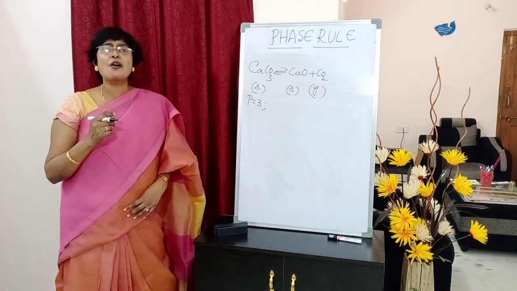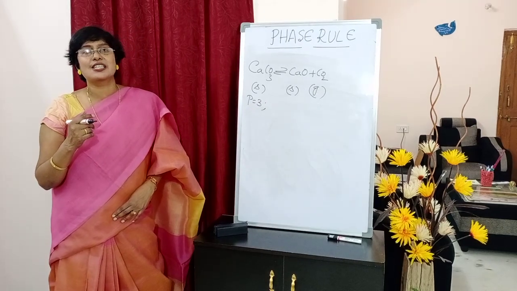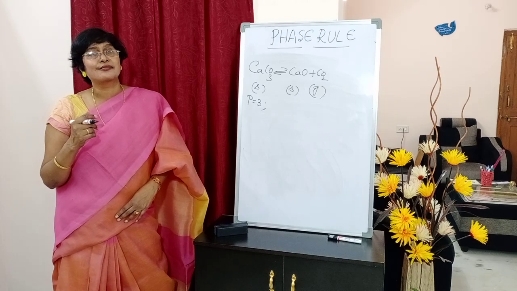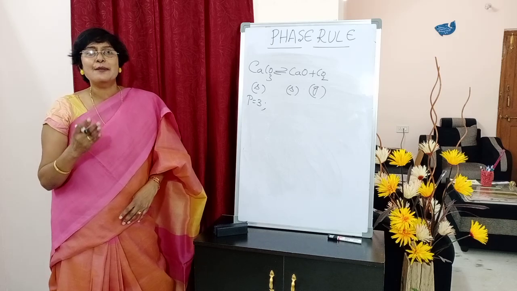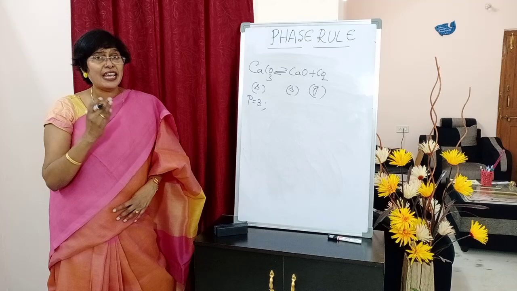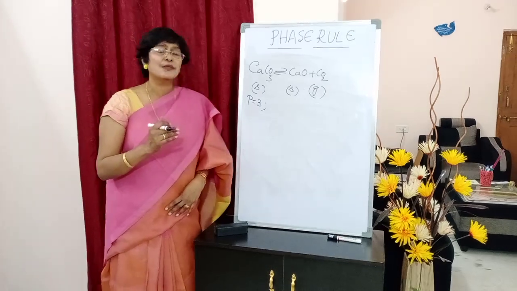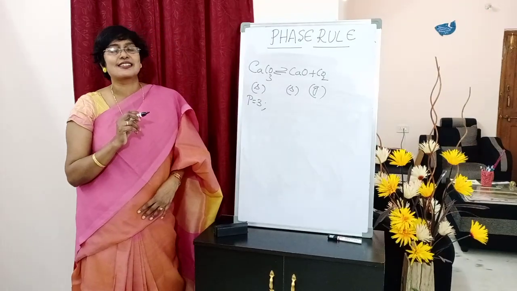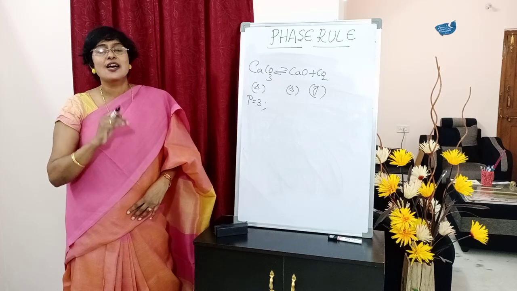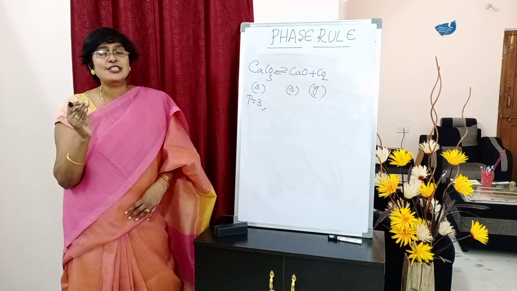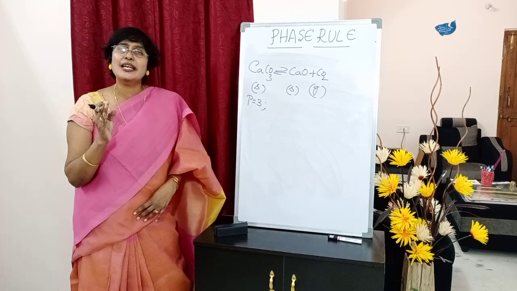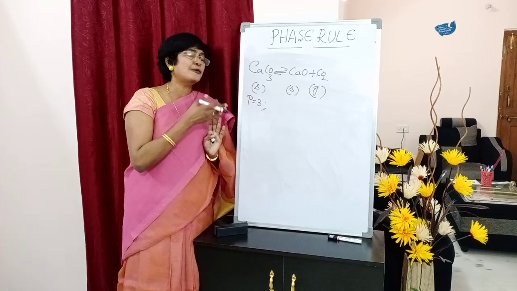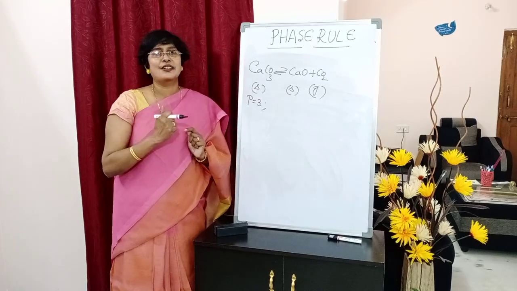Now, how many component system is decomposition of calcium carbonate? Okay. So in order to explain the chemical composition of each phase in this particular system, we need any 2 of these 3 chemicals. How, ma'am? I will tell you. Okay. How many components are required, students? Any 2 of 3 chemicals can be used to explain the chemical composition of all the 3 phases in this particular heterogeneous system.